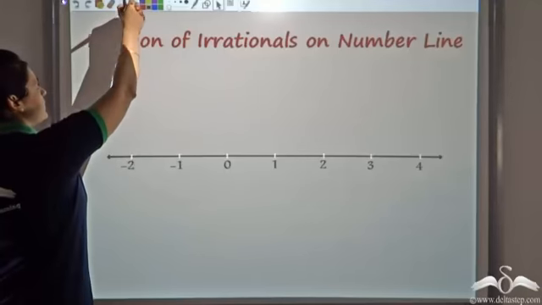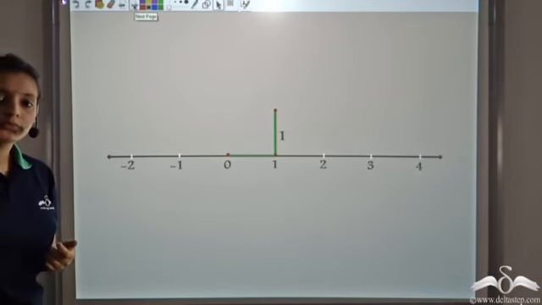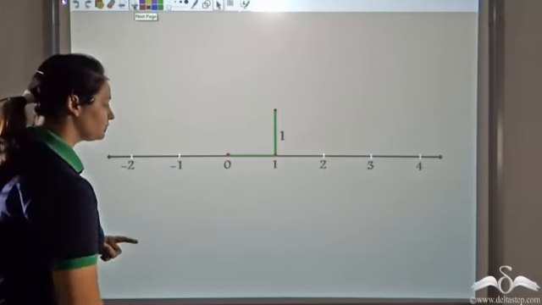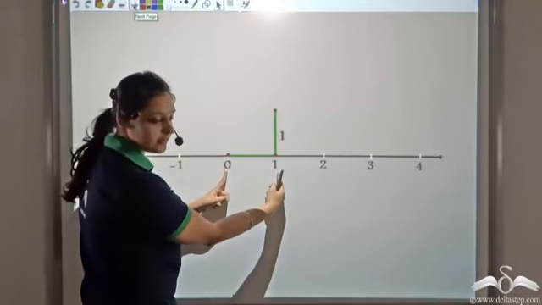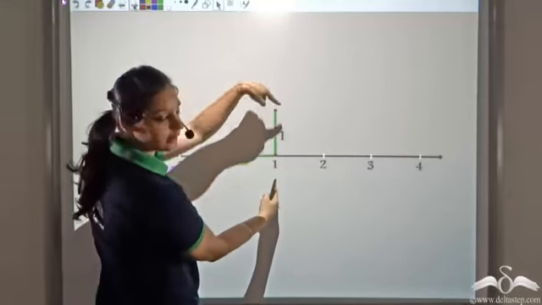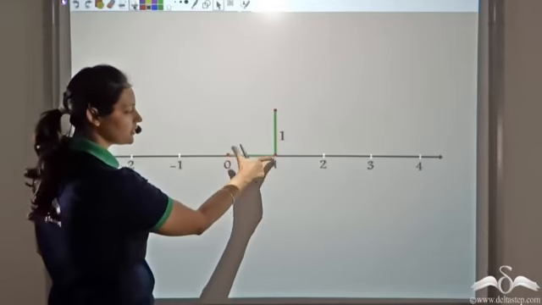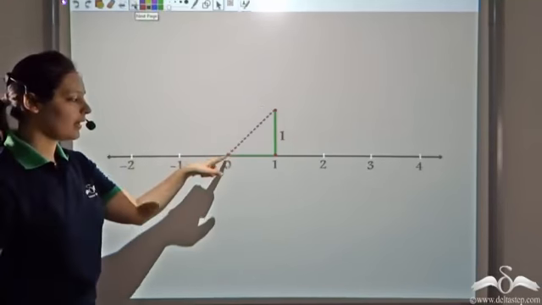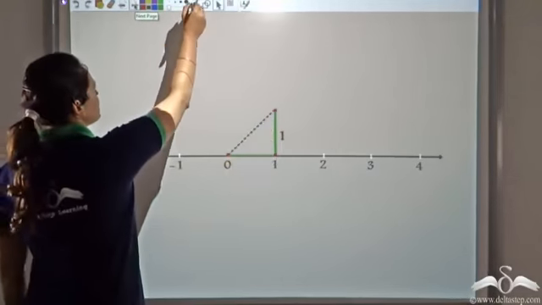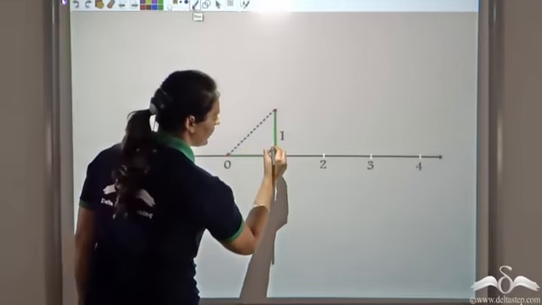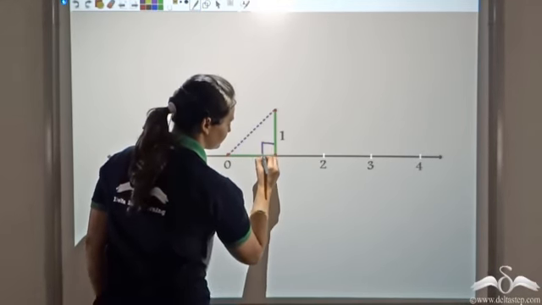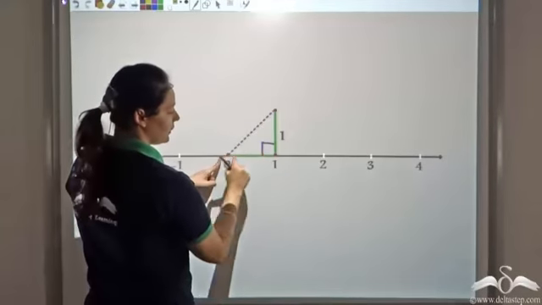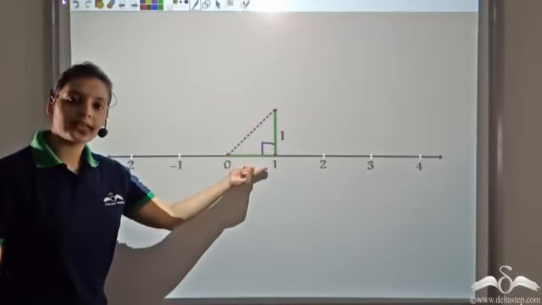So let's start with the irrational number root 2. We want to plot under root 2. We know that that's an irrational number. Now let's take a unit distance here and a unit distance vertically. So this is 1, a unit distance, and this is also 1. Now if I join these two lines, I get a triangle. Not just that, I get a right angle triangle. Horizontal and vertical, they are at right angles, so I know I have a right angle triangle.